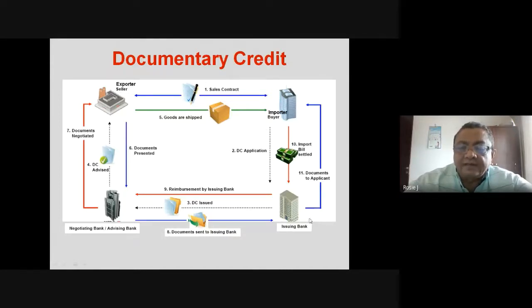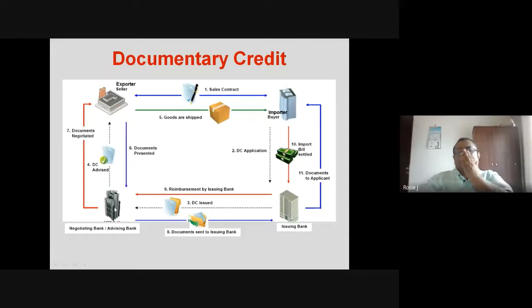The importer asks the bank, "Please give an LC of $100,000 to my exporter. Give an undertaking to him." Issuing an LC or DC is giving the exporter an undertaking that I will pay $100,000 for the shipment. Then the undertaking communication will go to the exporter's bank.